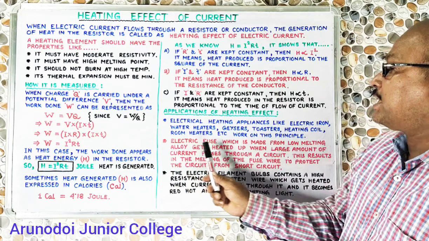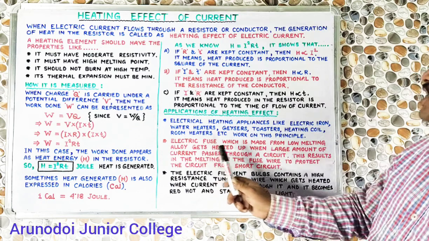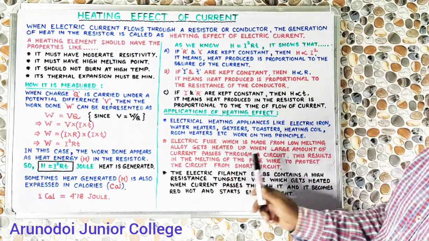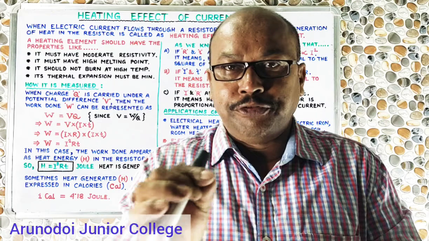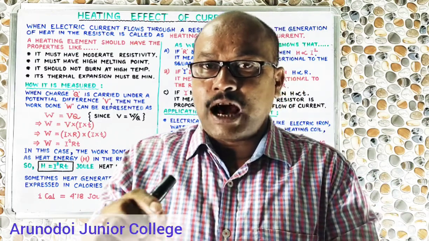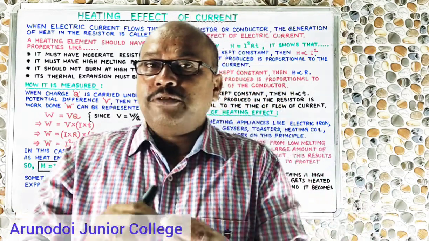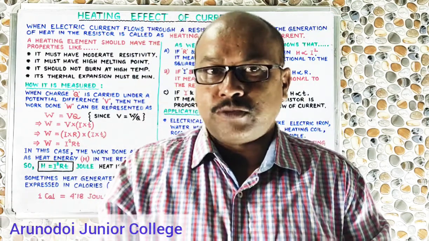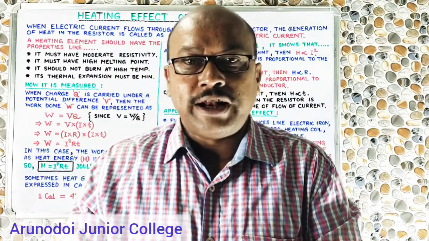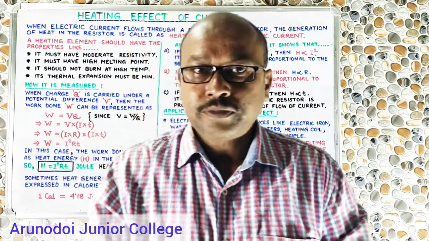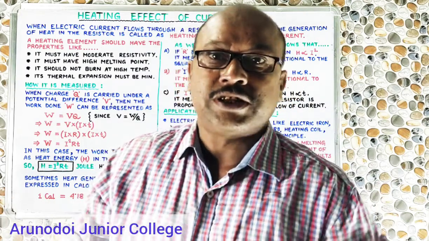Second application, the electric fuse wire, which is actually made from low melting alloy. It gets heated up when large amount of current passes through a circuit. In domestic electric circuit, we always use a fuse wire. That fuse wire is made up of a special alloy which has very low melting point. Means at very low temperature even it will melt down. When suddenly high voltage is there, a large amount of current will enter into our home and it may damage the entire wiring, or it may damage the different electrical appliances inside our home.